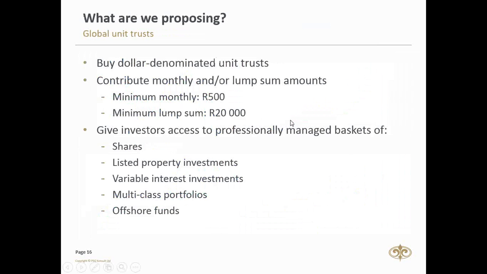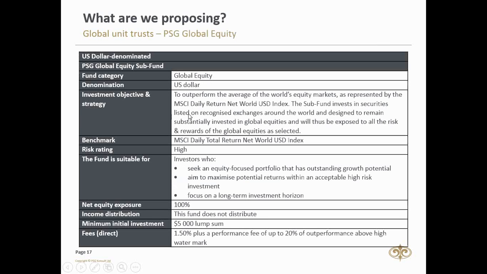Okay, and then we're talking about global unit trusts, and in this space you want to buy dollar-denominated unit trusts. On our platform the minimum investment is 500 rand monthly or 20,000 lump sum. These unit trusts give you exposure to equities, listed property, variable instruments, multi-class, but we're going to concentrate on the offshore funds. In the PSG space, we've got 2 funds. We've got PSG Global Equity, which is US dollar denominated.